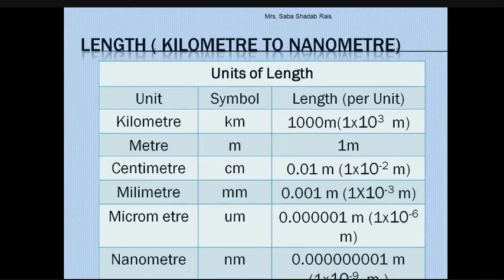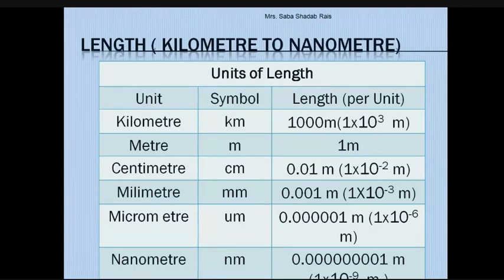So 1 kilometer is equal to 1,000 meter, or you can say 10 to the power 3 meter. Then meter is the base unit. Then centimeter is the lesser power. So 1 centimeter is equal to 10 to the power minus 2, that means 0.01. You can also say 1 by 100.